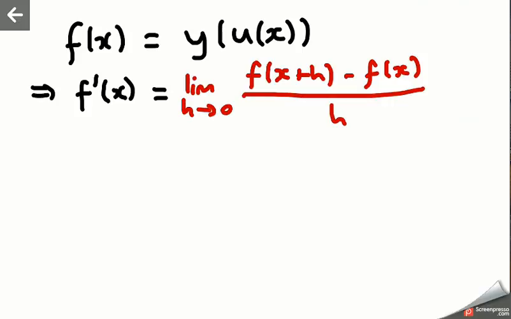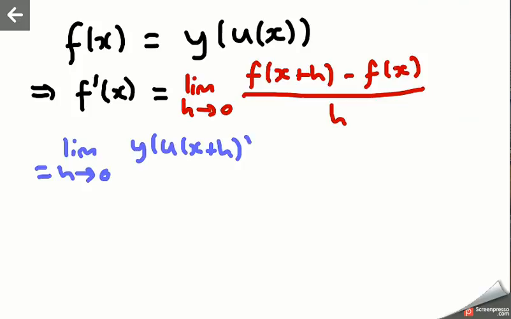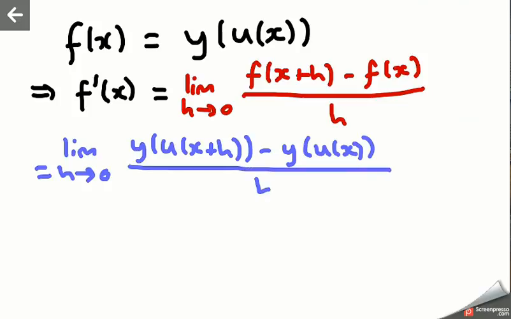Well, putting in our y of u of x definition, this is equal to the limit as h gets closer and closer to 0 of y of u of x plus h minus y of u of x divided by h. Still no difference here. The only difference is we've put in the definition of f of x plus h and the definition of f of x, but that's all fine. Okay, but now we want to do something a little tricky.